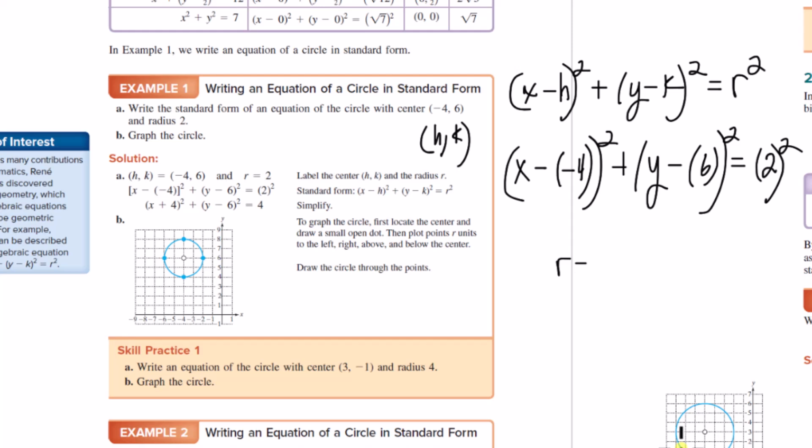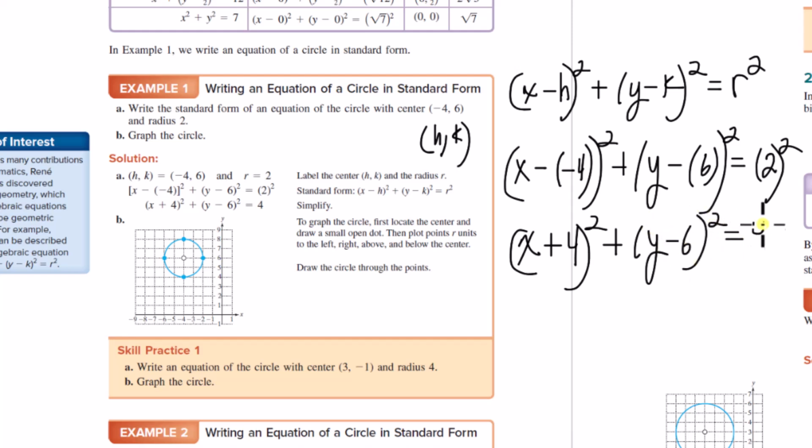Okay, but so now with this, let's just simplify. So x minus -4 is x plus 4, y minus 6, and there we go. There's the equation of a circle centered at (-4, 6) with radius 2 in the Cartesian plane.